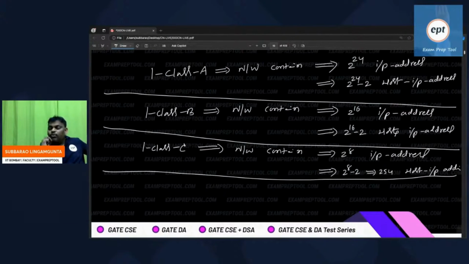If they ask you simply for IP addresses, no need to do minus 2. If they say host IP addresses, then you do minus 2.